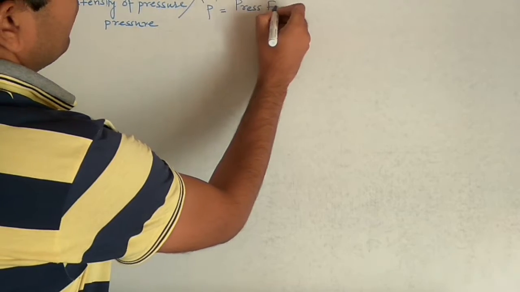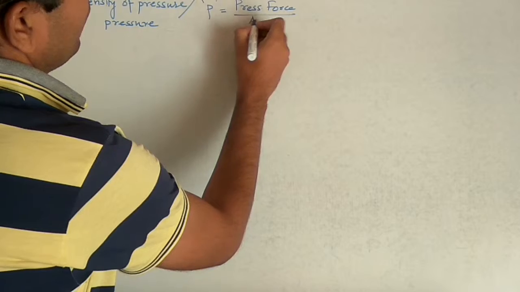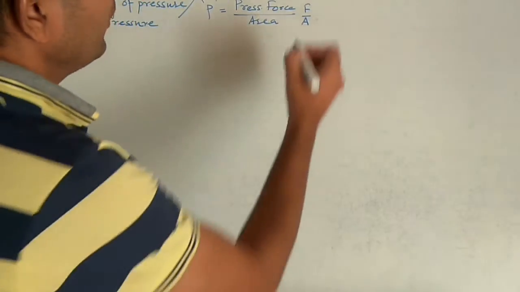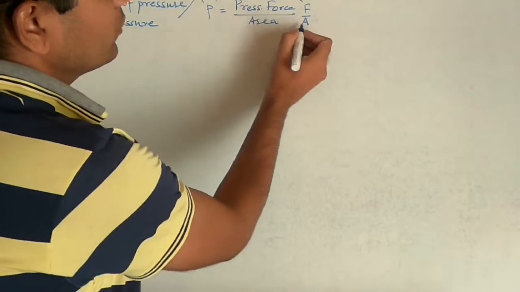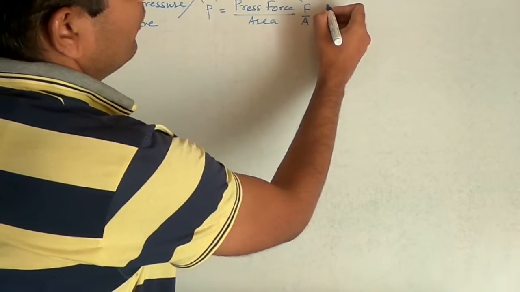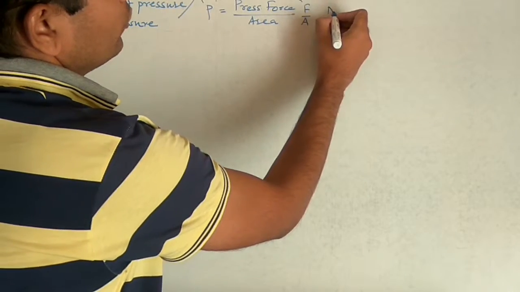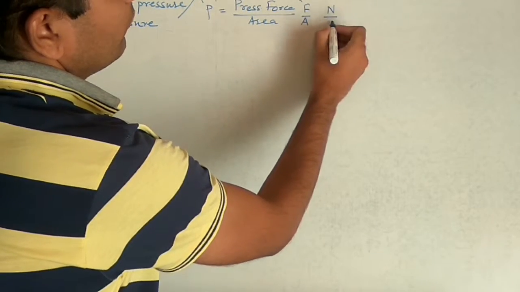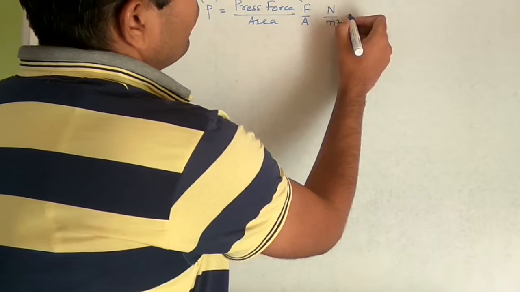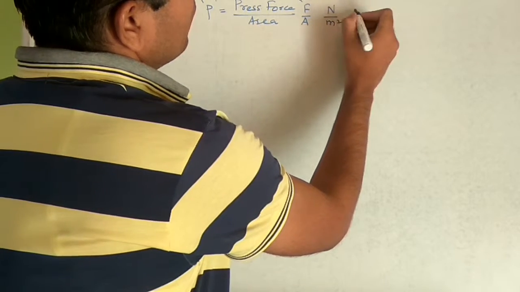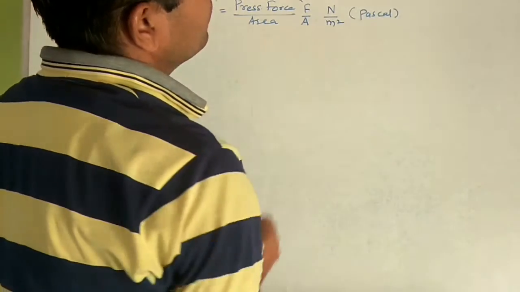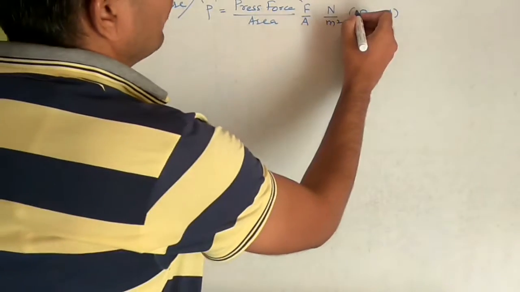pressure force divided by area. We are writing it as like this: force divided by area. Now this force is nothing but the pressure force, and this is area. The unit of this intensity of pressure or simply the pressure, so unit of force is Newton, unit of area is meter square, so Newton per meter square. This we may also call it as the Pascal, or simply 1 Pascal.